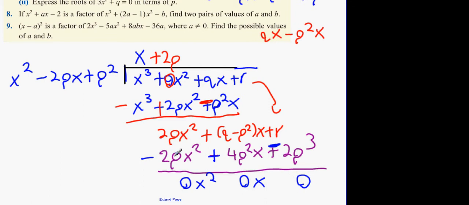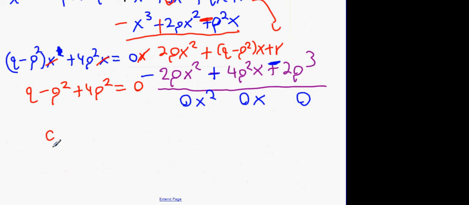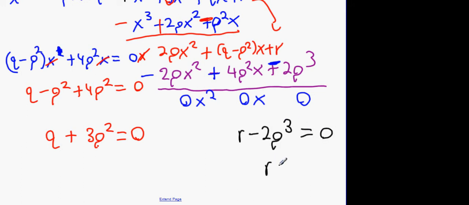There's 3 equations. The first equation is q minus p squared x plus 4p squared x equals 0. Yeah, that's not x squared, that's just x. Now, what happens is the x's disappear because they're on both sides. And what we're going to get is q minus p squared plus 4p squared equals 0. Now what I'm going to find out here is that q plus 3p squared equals 0. I'm going to stop there. I'm going to do the next one, which is r minus 2p cubed equals 0, r equals 2p cubed. These are my 2 equations.